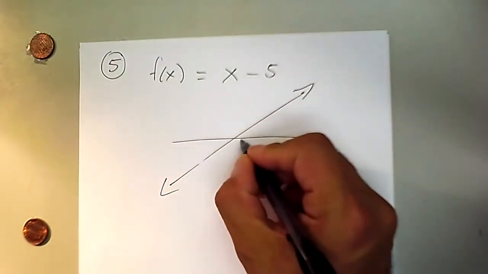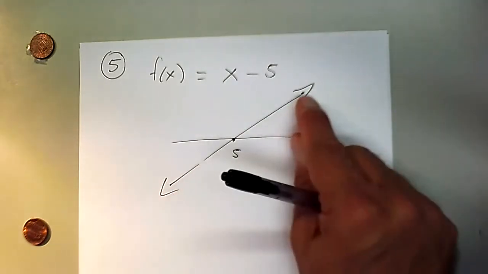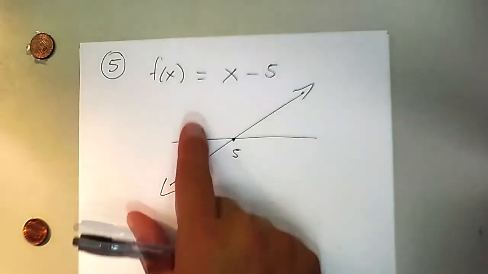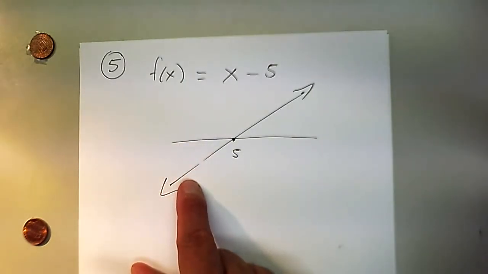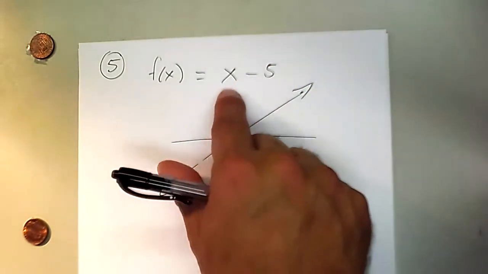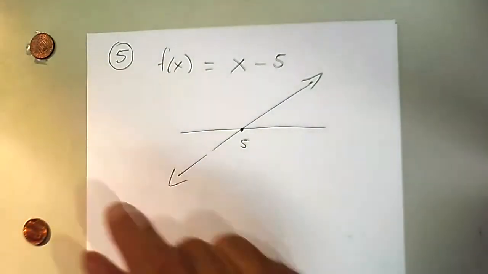Now, the zero is 5. That's what the line goes through. And the y-intercept is another thing that I don't want to dwell too much on, because I want to introduce the idea of zeros and how these zeros affect the graph. So there it is. Okay. So that was example 5.